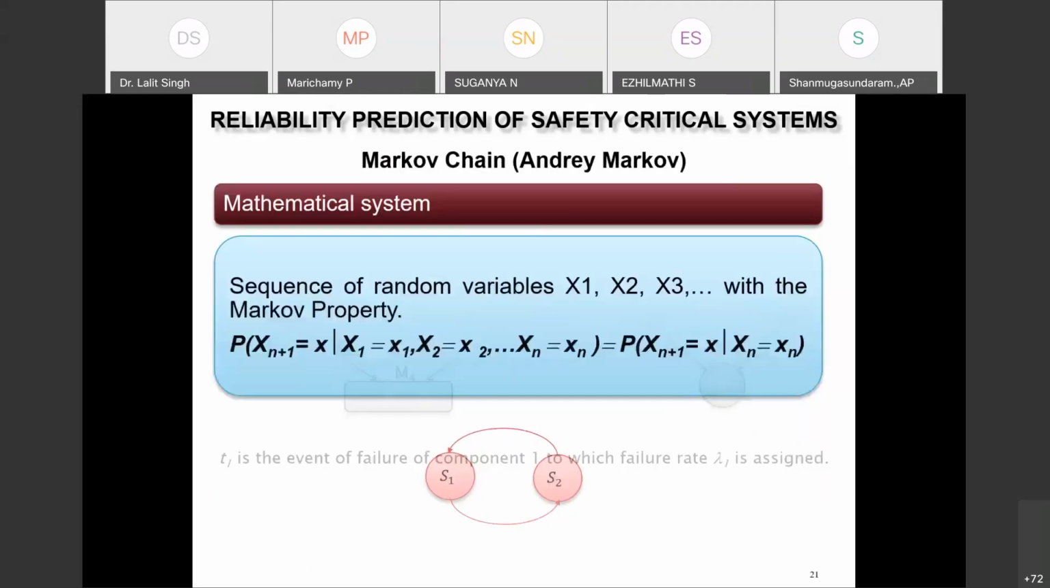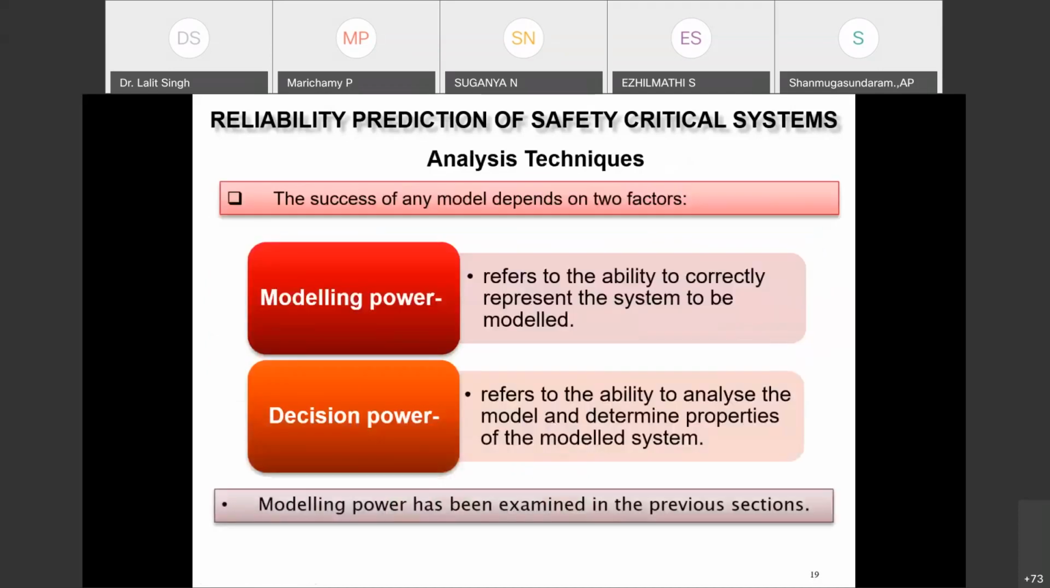So let us refresh the Markov chain. For example, there are two states represented as S1 and S2, and there is a transition probability from S1 to S2 and from S2 to S1. What the Markov property says is that the next state will depend only on the current state and not on the past state, which can be written mathematically like this. Suppose there is a sequence of random variables x1, x2, x3 with the Markov property: the probability that my system is in state n plus 1 is x will only depend on the probability that my system is in state n. So it depends only on the previous state.